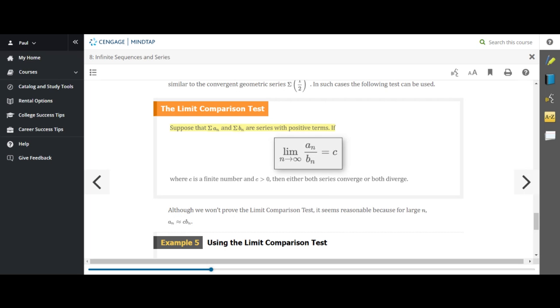Well, yeah, it acts like it. The terms are in proportion. So for instance, let me give you an example of that. Let's say you have this series here, the harmonic series.